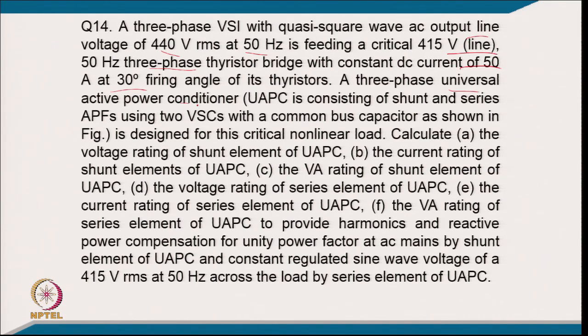A 3-phase universal active power conditioner consisting of series and shunt active filter with 2 VSCs with a common DC link capacitor is designed for this critical load. Calculate the voltage rating, current rating and VA rating of the shunt active filter, and the voltage rating, current rating and VA rating of the series active filter, to provide harmonics and reactive power compensation for unity power factor at the AC mains by the shunt element, and a constant regulated sine wave voltage of 415 volt, 50 hertz across the load by the series element of UPQC.